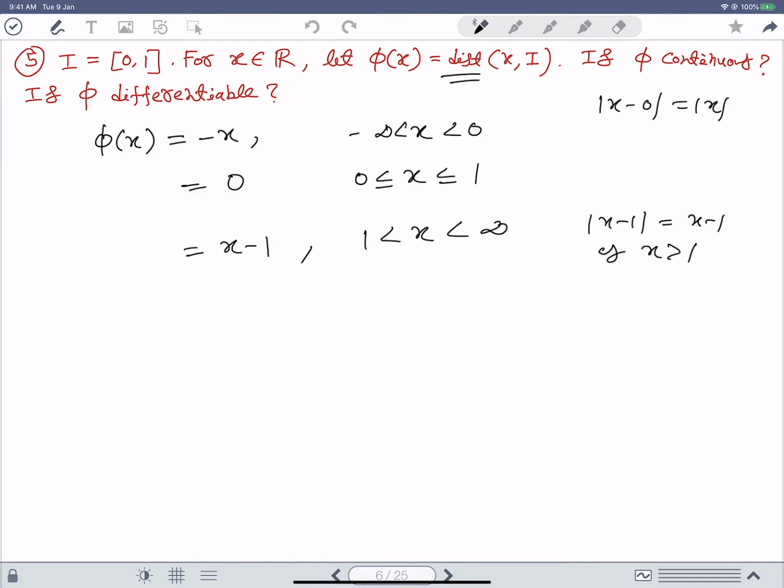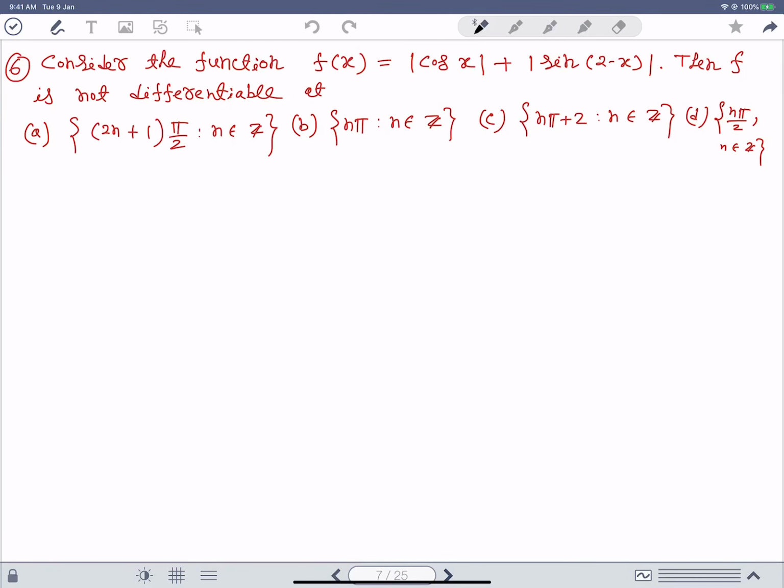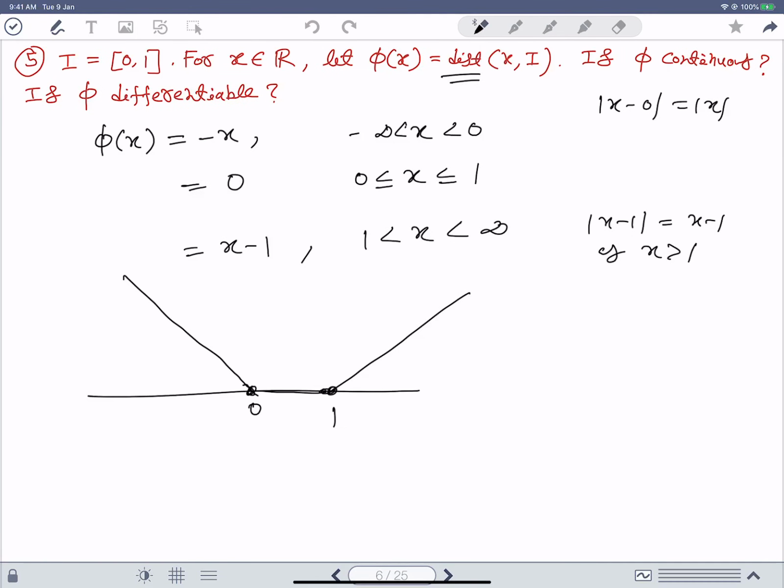Okay. Now, again you can find that this function will be this one. So, this, then 0, then this. So, you have 2 reflections. So, the points 0 and 1 are not differentiable. Okay. So, these are very simple problems. I know you all know this one. See, in competitive exams you face this kind of problem only. So, if you have just a little bit of concept, you can easily solve those.